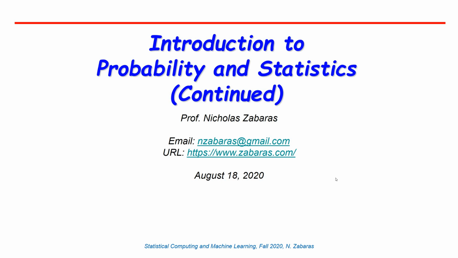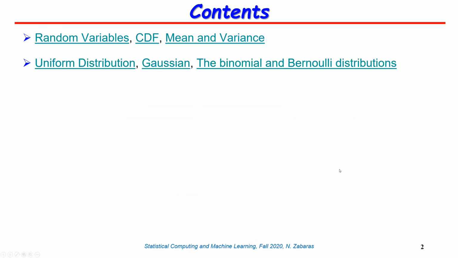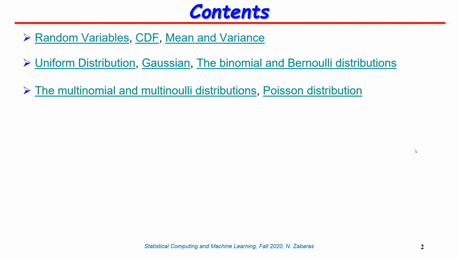Hi all, this is our second lecture on statistical computing and machine learning, and today we will continue reviewing the fundamentals of probability theory. So let's see the topics to be covered today. We're going to review the basics of random variables, discuss CDFs and PDFs and moments of random variables, and introduce a number of standard distributions: the uniform, the Gaussian, the binomial, Bernoulli, Multinoulli, and Poisson distributions. And I'm going to finish with a brief discussion on what is called the empirical distribution.